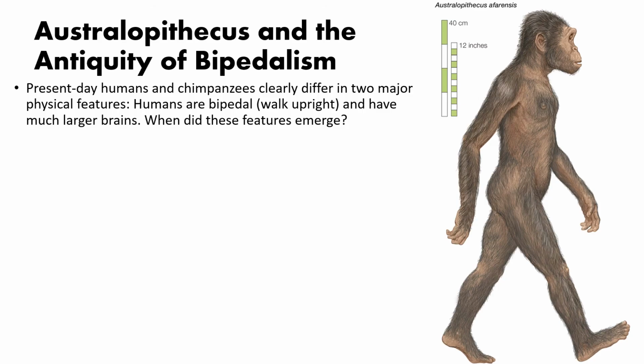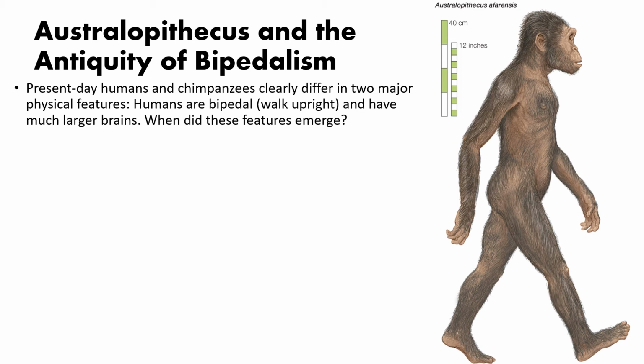So the first member of the human lineage we're going to look at is Australopithecus, and this is going to be the first group that are going to be bipedal. Now, bipedalism is the ability to walk on two limbs and walk upright. And this is a clear difference that we see between humans and our closest living relatives, the chimpanzees. Another big difference between the chimpanzees and humans is that we have much larger brains.